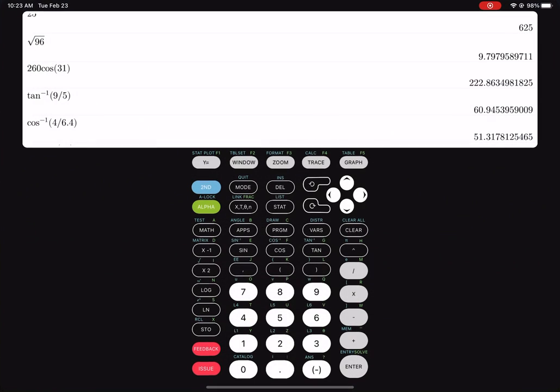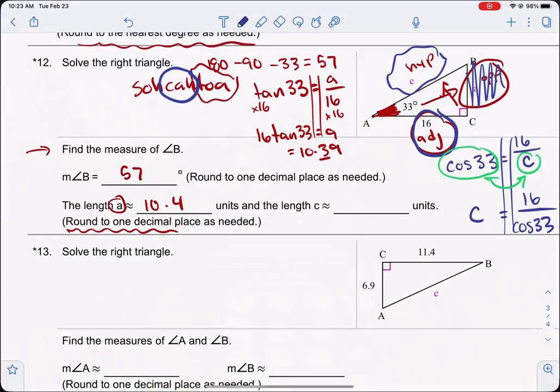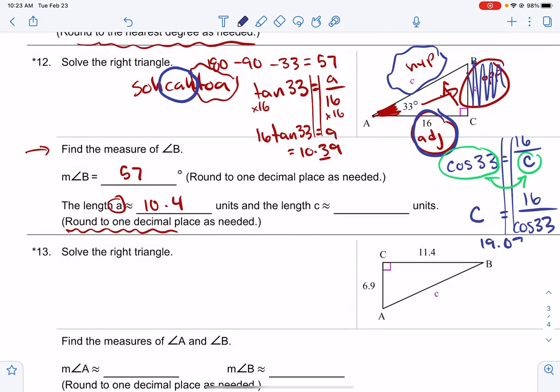So I go to my calculator and I do 16 divided by the cosine of 33. And I hit enter and it tells me 19.077. And again, it wants 1 decimal. So 19.1. That 7 tells me to round it up to a 1. Now you've solved the entire triangle. You know all the sides and you know all of the angles, okay?